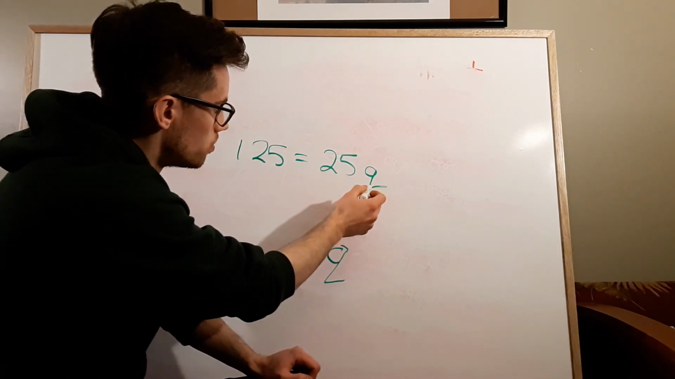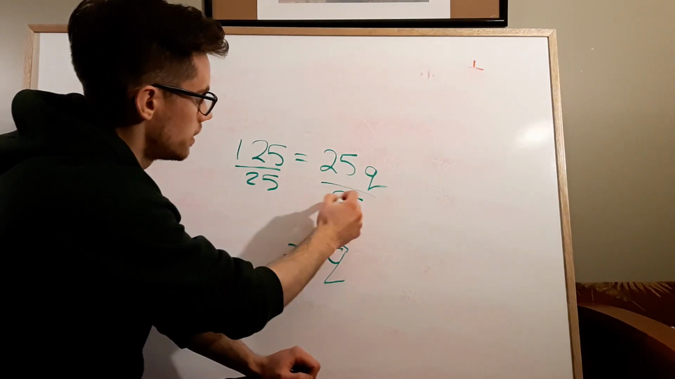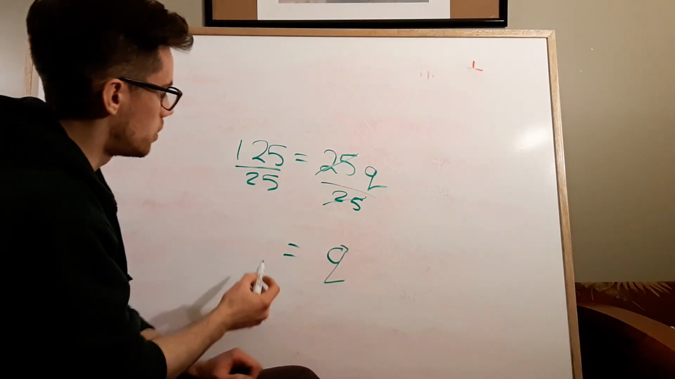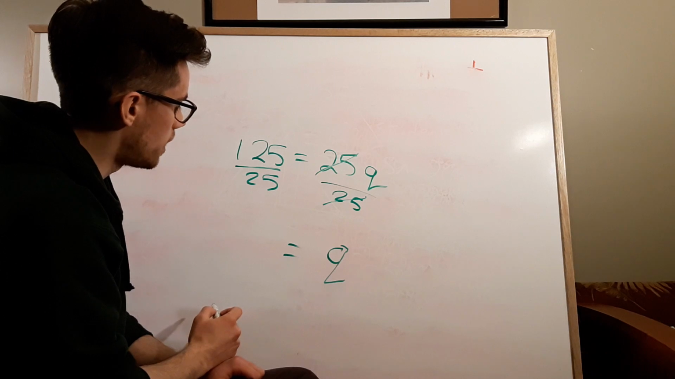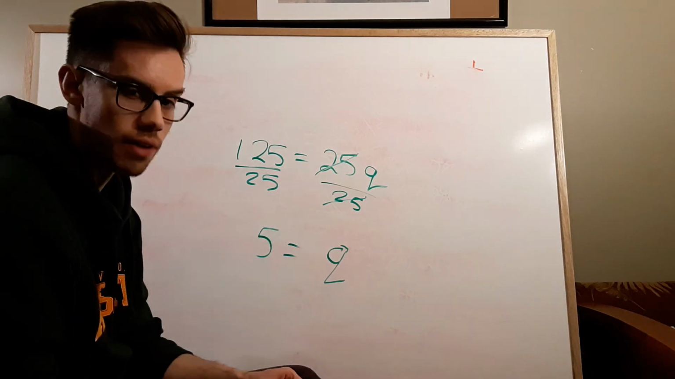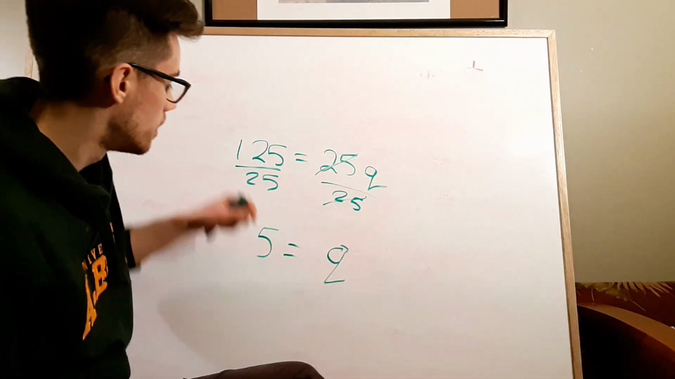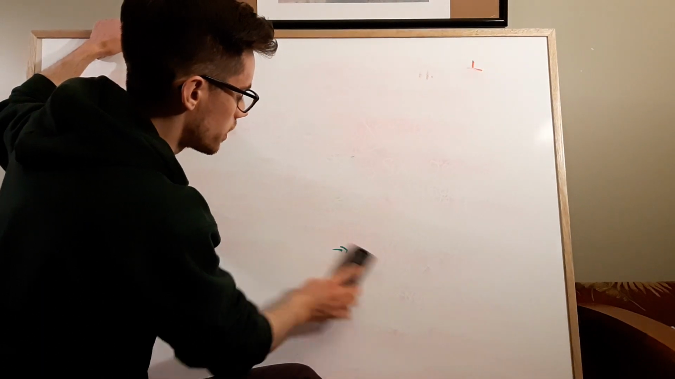So q is multiplied by 25, so I'll divide by 25, like that. These will cancel out, and I'll just be left with q. 125 divided by 25 will just give me 5. So q equals 5 here. You can maybe use a calculator for that if it's tricky. So those were the equations we were looking at today.